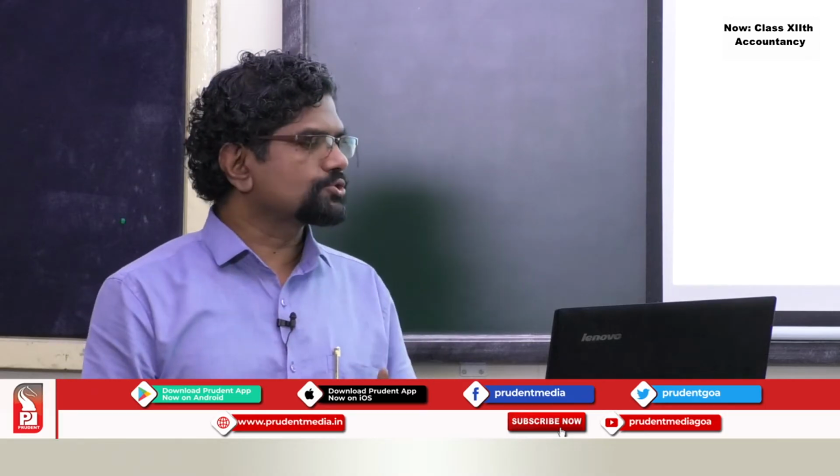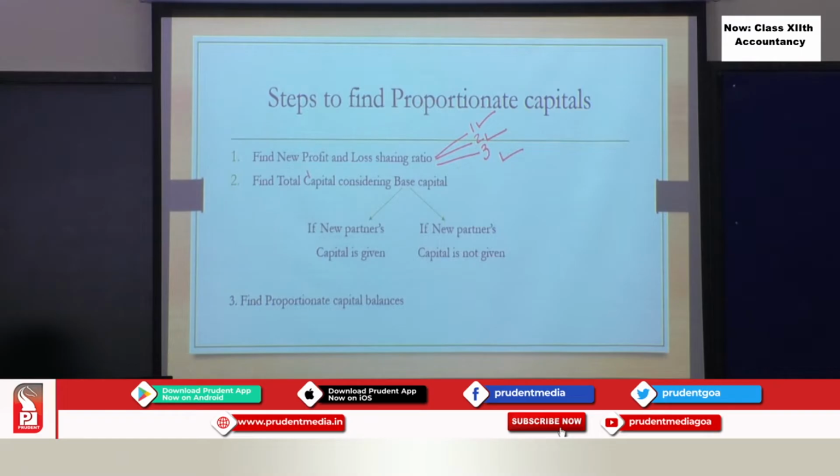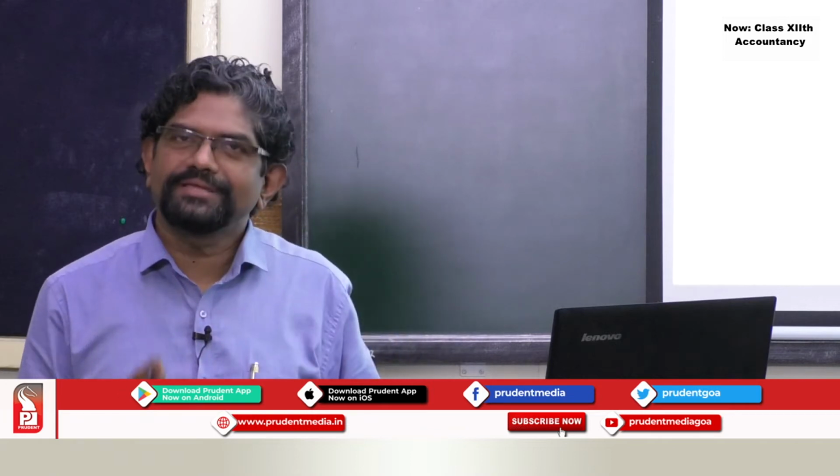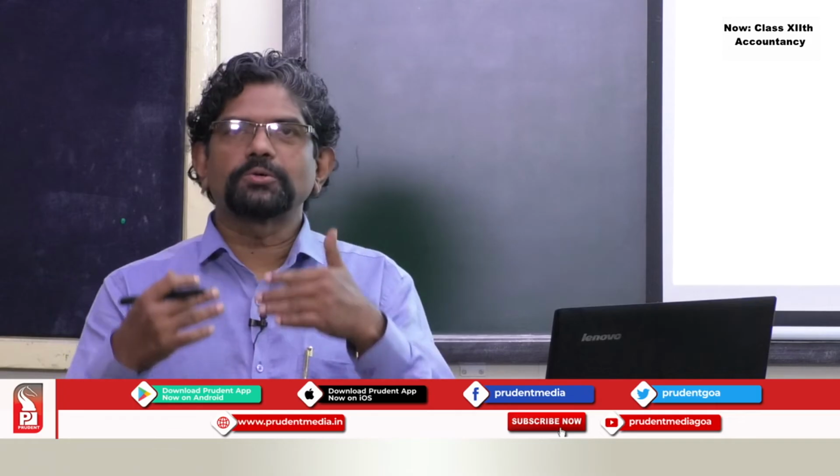Then the second step is to calculate the total capital of the new firm. The total capital of the new firm can be calculated in various situations. If the new partner's capital is given and that is considered as the base, we can calculate the total capital. And sometimes the new partner's capital amount may not be given. Even then, we can calculate the total capital of the firm considering the share of the existing partners in the new firm. And sometimes if you are lucky, the total capital will be given to you in the question. Now let us go to the third step.